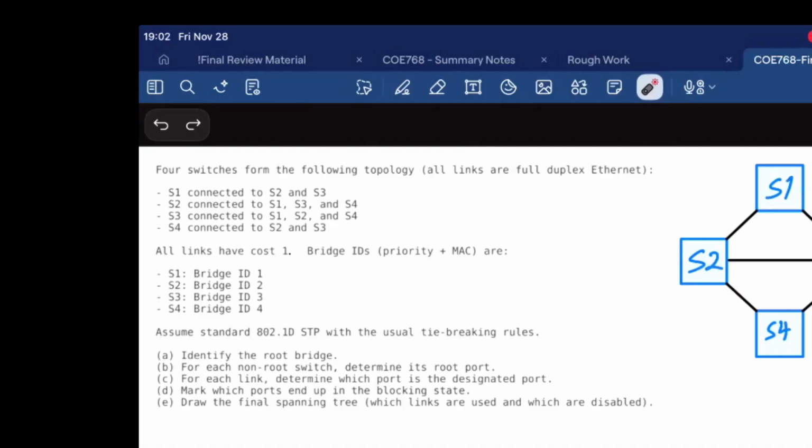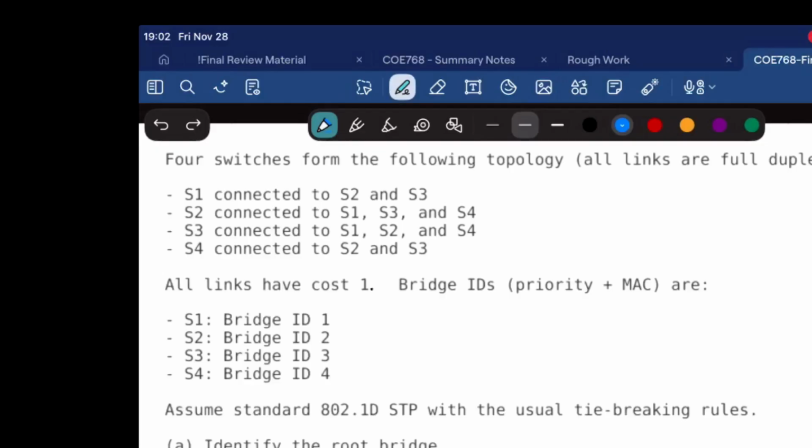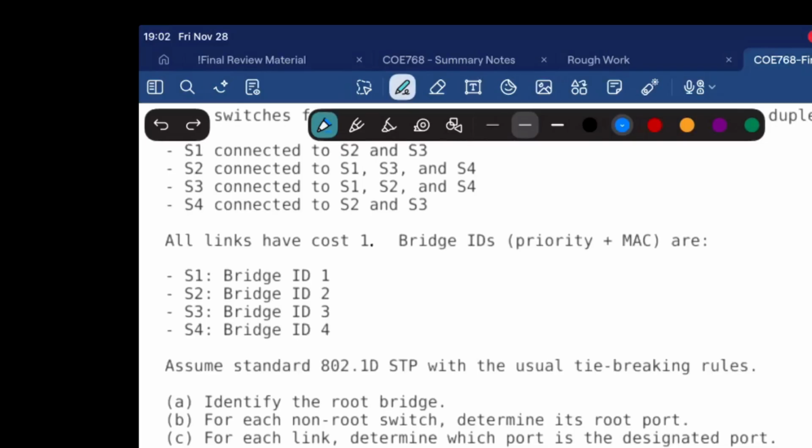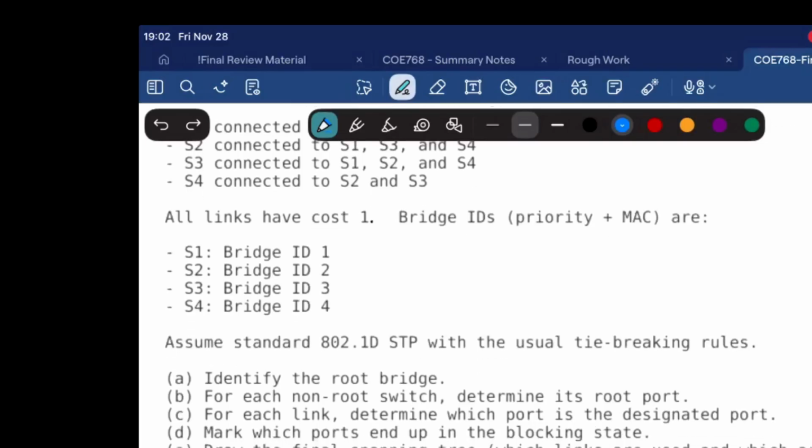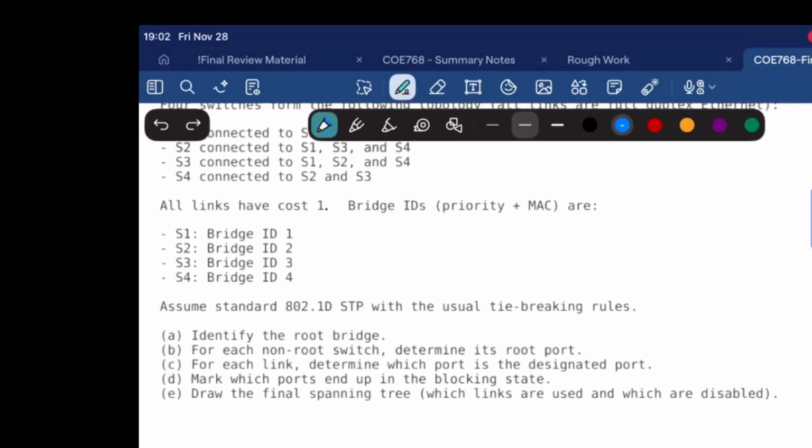This question is phrased a little bit differently than the prof does, but all links have a cost of 1. This just says how many jumps or hops you get from one to the next. So you don't necessarily need to think of it as cost, but that might be a way to help you understand what is being asked. Okay, so assume that we have the standard 802.1D, which is the STP IEEE number that we're given, and the usual tie-breaking rules are being applied in this question.